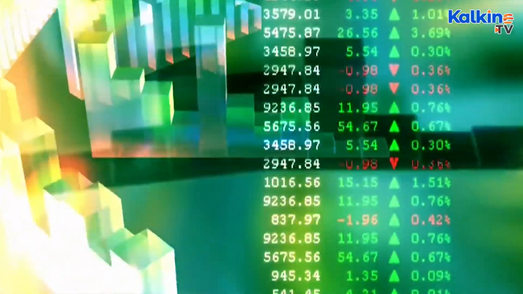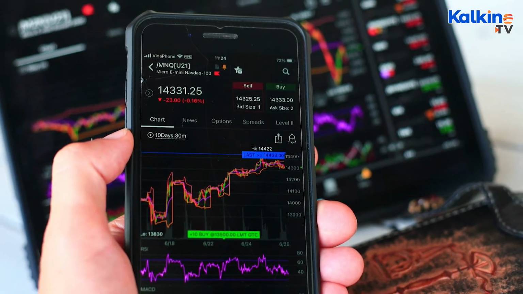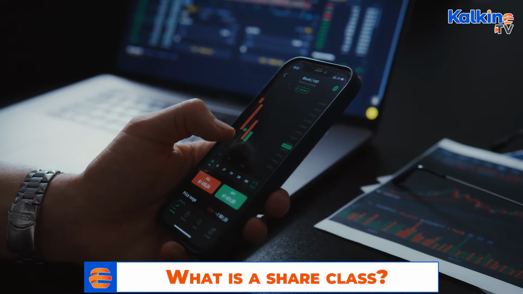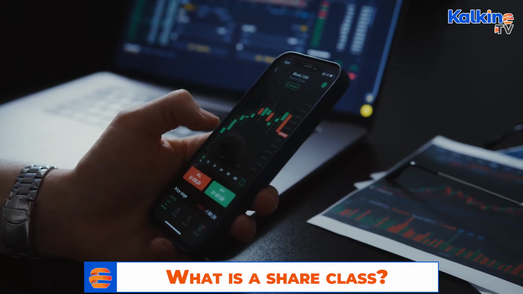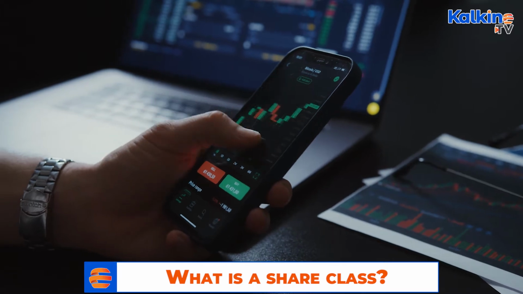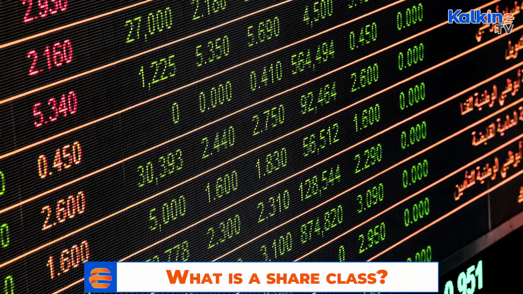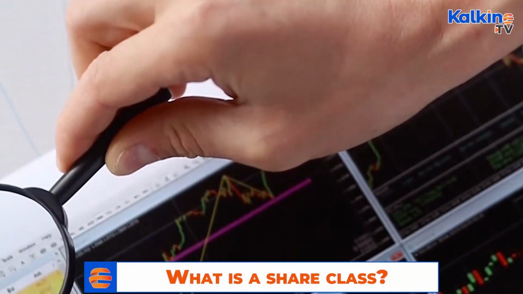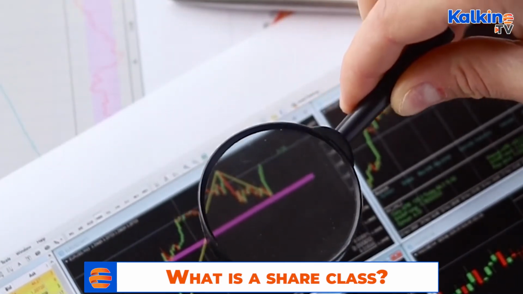set of rights. Preferred and common shares are the most prevalent types of shares from which share classes are formed. Commonly split shares are considered ordinary shares. It's divided into multiple share classes, each with its own set of privileges, rights, and restrictions on dividends and voting. Based on the company's conditions, the shares could be classified as Class A, Class B, Class C, and so on.